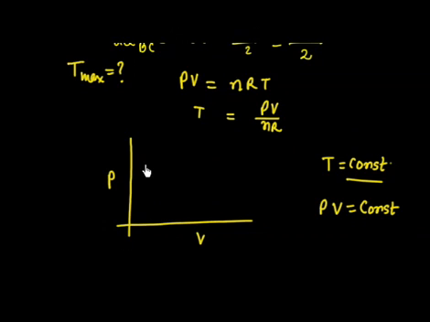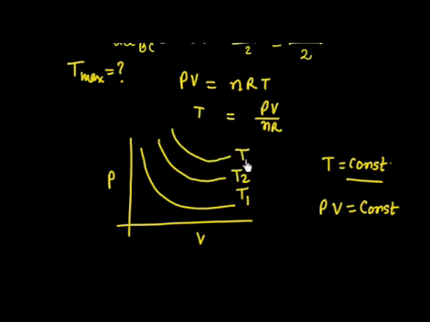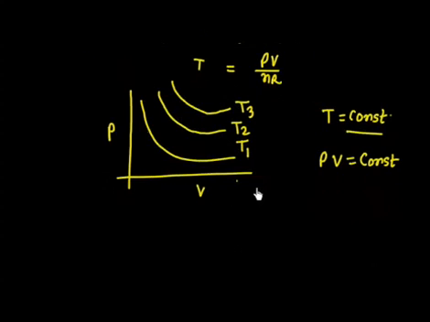So you will basically have a hyperbola. This is one hyperbola you will have at temperature T1, and if you have temperature T2, you will have another hyperbola, but this time the constant value will be higher. Similarly, you have temperature T3, and T3 is greater than T2. In that case, you will again have a hyperbola, but the constant value will increase. So in this case, I can say T3 is greater than T2 is greater than T1. Are you getting or not?